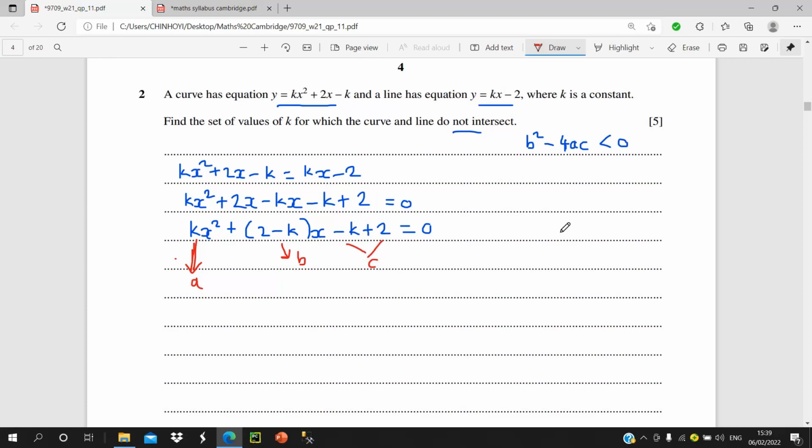So let's substitute here. b squared, we are going to have 2 minus k squared, that is b squared, then minus 4 times a, our a is k, times c, our c is minus k plus 2.